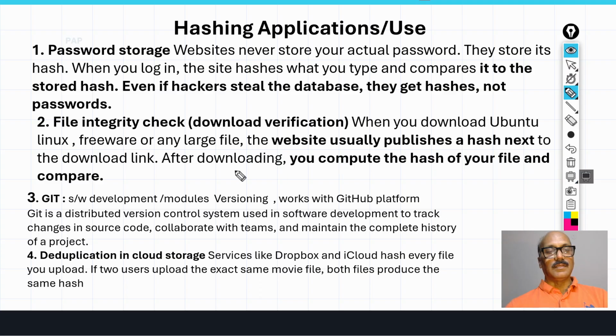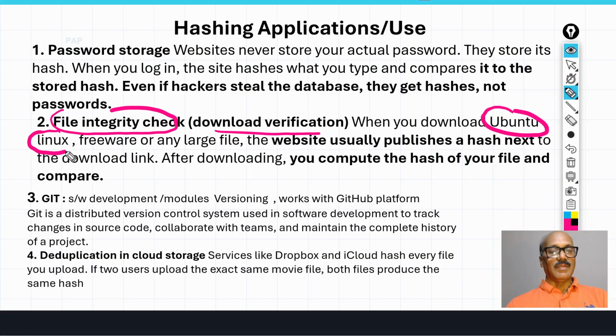Now let's go back to the other application. File integrity check, download verification, Ubuntu Linux. See, Linux is a freeware, right? Some distributions of Linux are freeware operating systems. People download it and start using it, right?